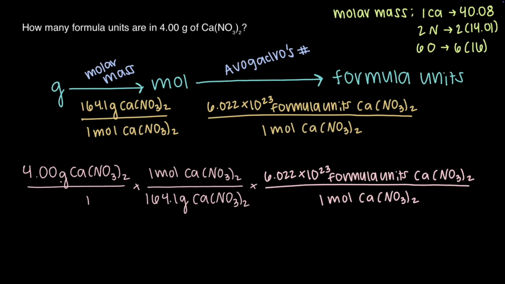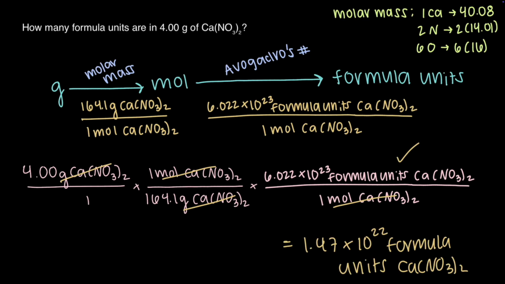Making sure all units cancel, we have grams of CaNO₃ cancel, moles of CaNO₃ cancel, and we are left with formula units of CaNO₃. Multiplying and dividing all values, we get 1.47 times 10 to the 22nd formula units of CaNO₃.